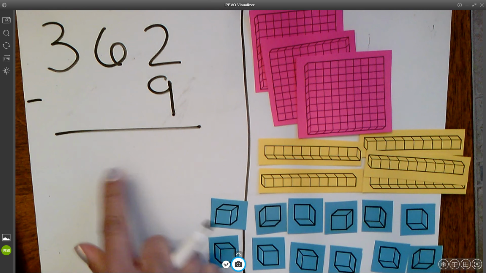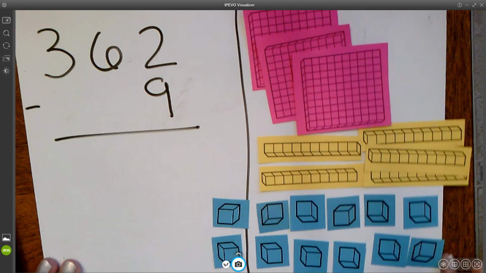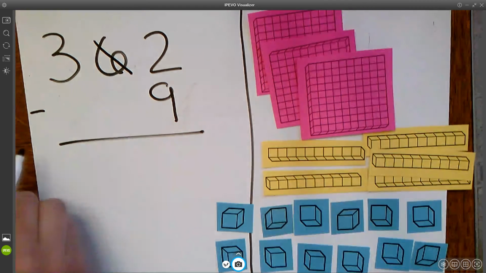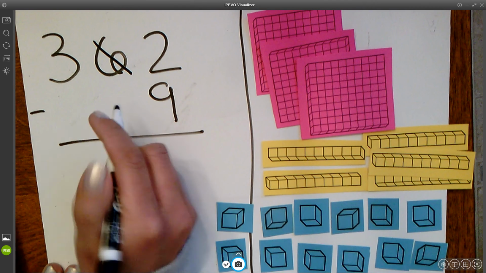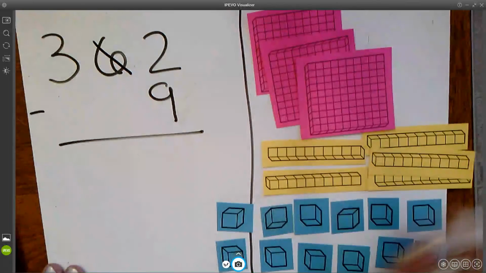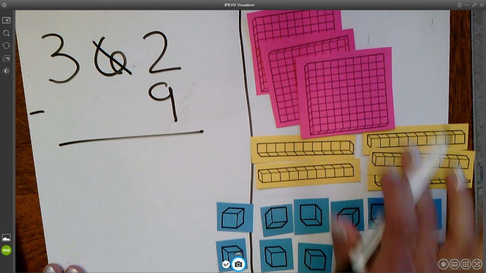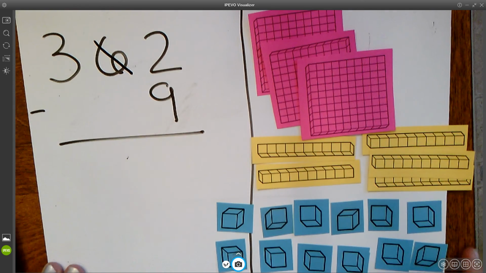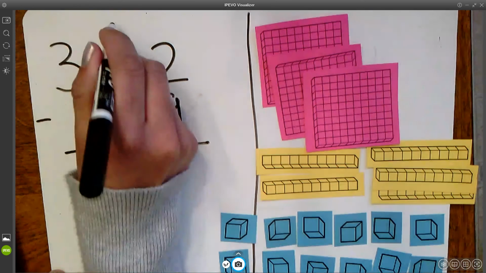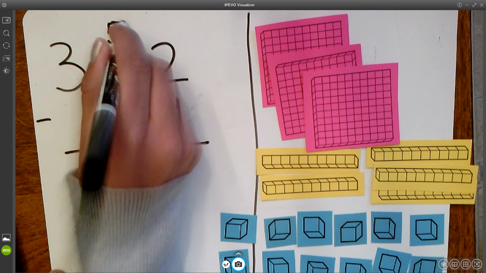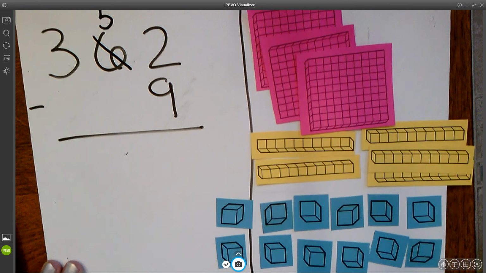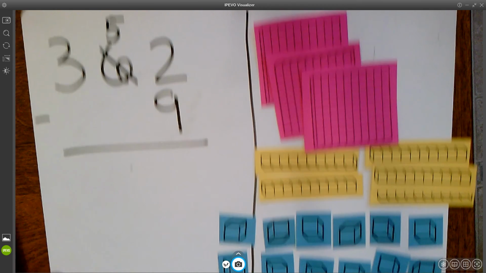So when we're writing a problem like this, it's going to look like this. I regrouped one of the 10s, the one I traded in, and now instead of having 6 10s, I have 1, 2, 3, 4, 5, or one smaller than 6. So I'm going to cross off that 6. It's going to become a 5 on top. And now instead of just having 2 ones, I have 12, right?